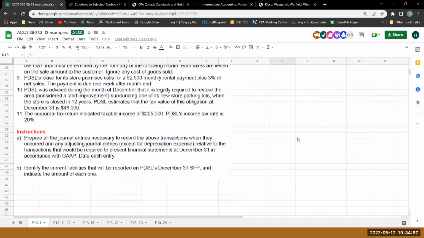The requirement is to prepare journal entries to record the transactions on the date that they occurred, and any adjusting entries that may be needed to bring the December 31st financial statements up to date. And then figure out what the amount would be to report for current liabilities on the balance sheet.